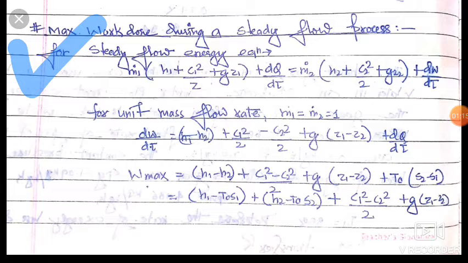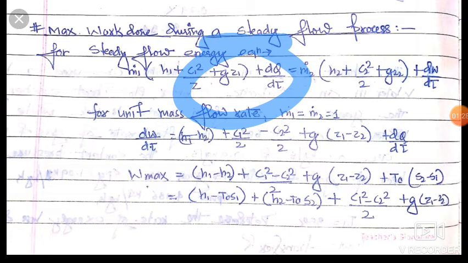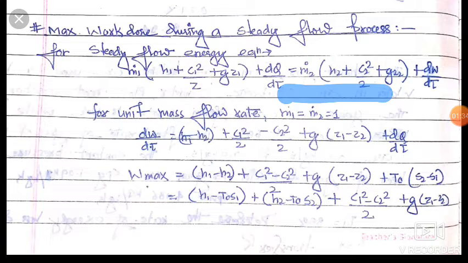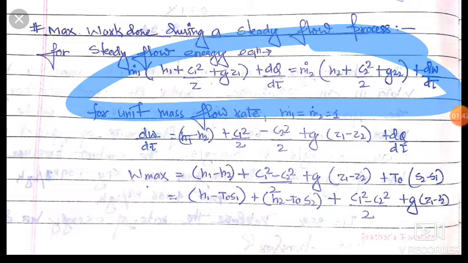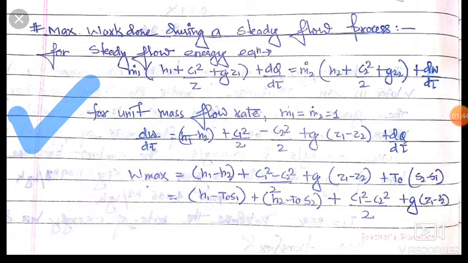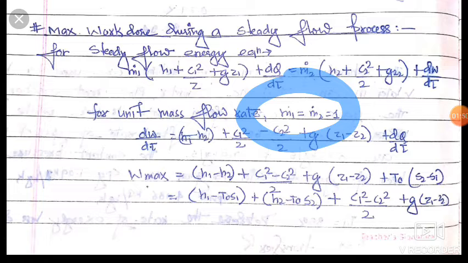We know that the equation for steady flow process is m1 (h1 plus c1 square upon 2 plus gz1) plus dq upon d tau is equal to m2 (h2 plus c2 square upon 2 plus gz2) plus dw upon d tau. We have already derived this equation in our previous lectures. Here we take unit mass flow rate, m1 dot equals m2 dot is equal to 1.